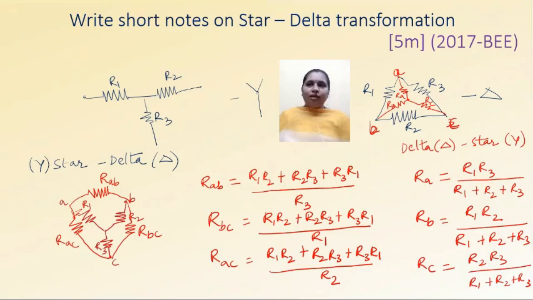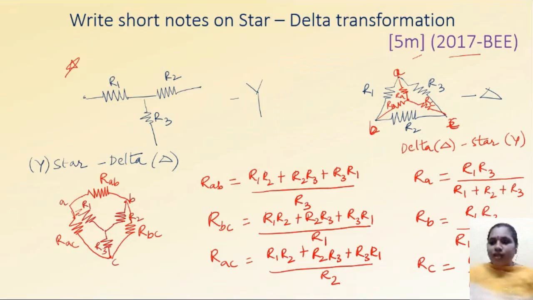So star to delta, you need to take summation of two products divided by the opposite resistor, and for delta to star, it will be the product of two resistors which are connected to that point divided by the summation of all individual resistors. So kindly remember this formula because it is a question given in 2017 for 5 marks, where you need to elaborate the derivation, but in a simple manner to remember the formulas I have mentioned them like this. So after derivation you need to get these formulas for calculating star to delta or delta to star.